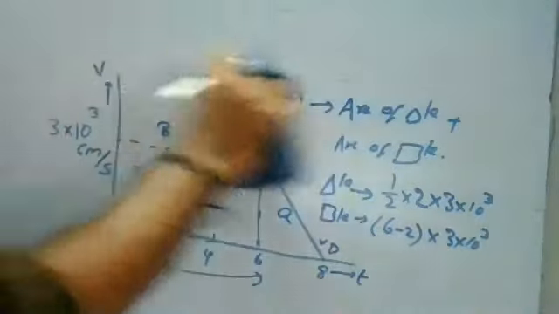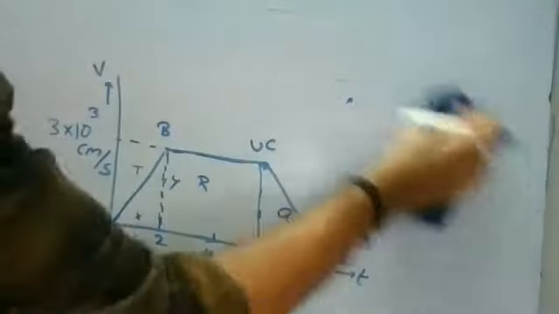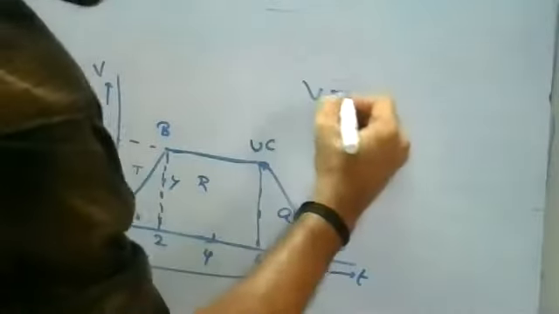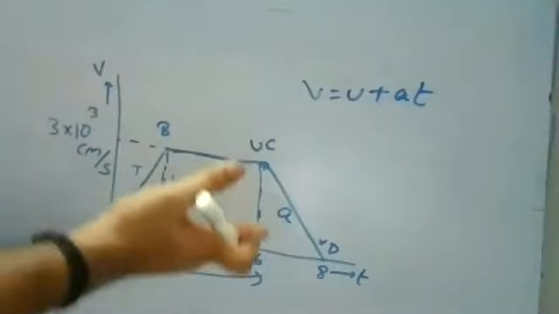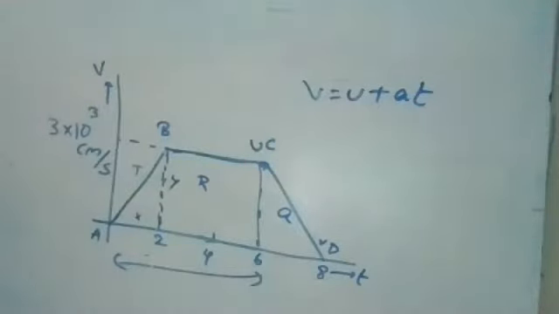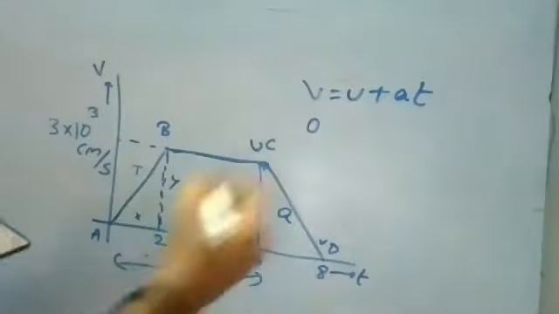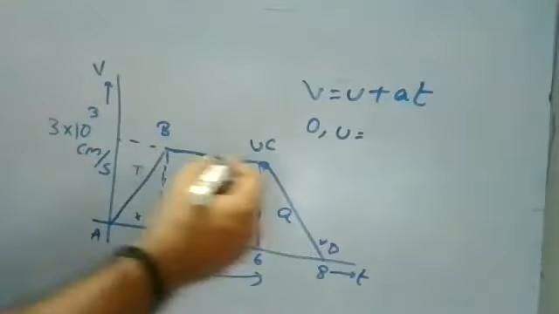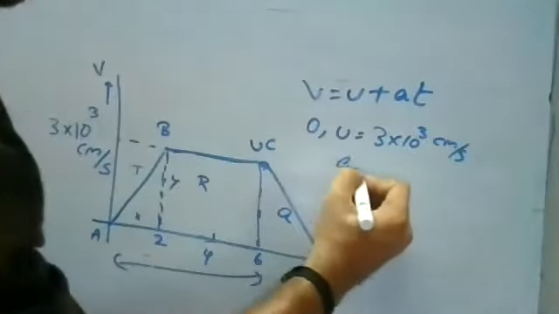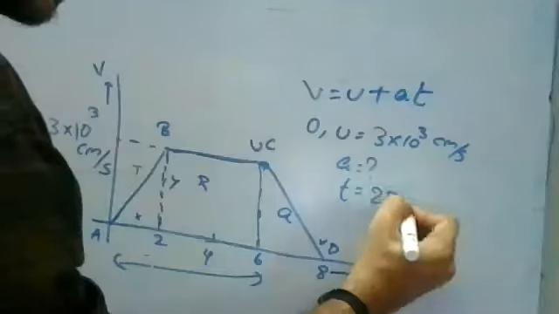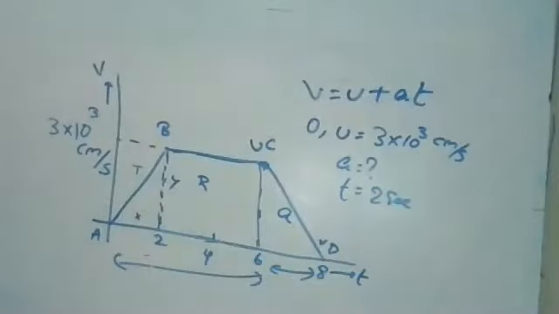I'm just erasing it. Okay. For the second case, v = u + at. For the second case, v = u + at. I'm taking the relation v = u + at because it relates your time period and the velocities. Now for this case, the velocity v is equal to 0. The initial velocity is 3 × 10³ centimeter per second, the acceleration we need to find, and the time period is 2 seconds, because they have given the difference of 2 seconds where the velocity is decreasing here. Okay, right.